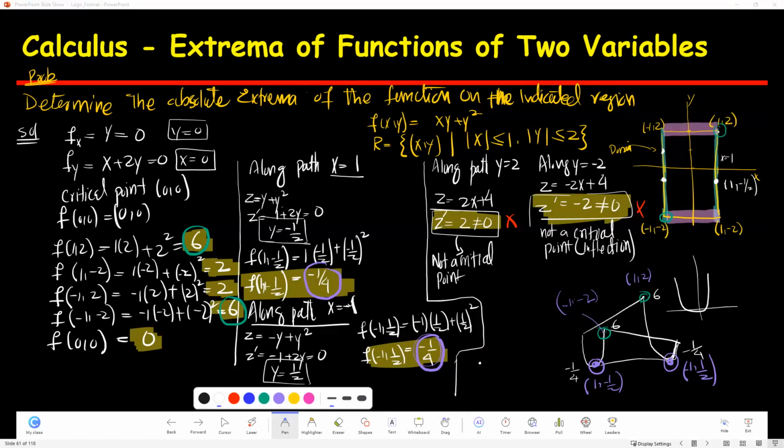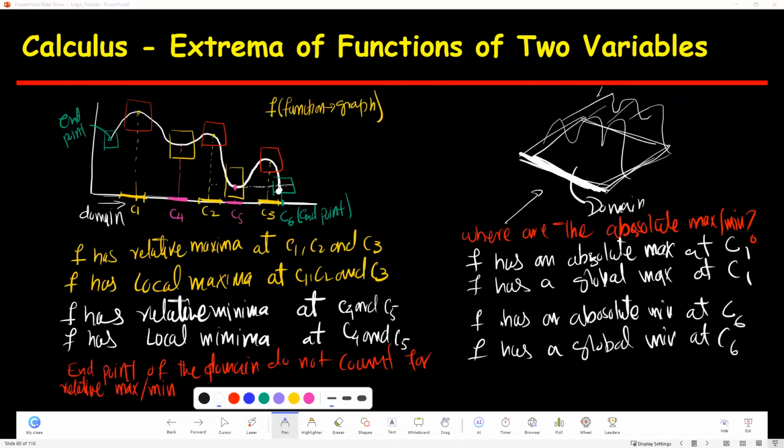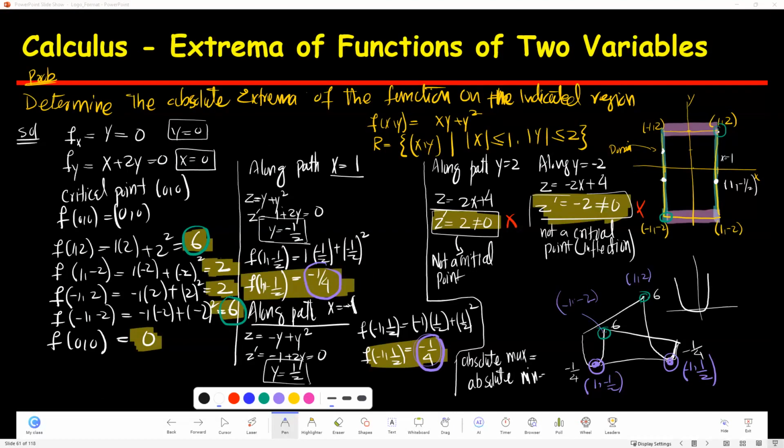Okay, and the last thing I'm going to add here is absolute maxima or absolute minima. These are the 2 points I'm going to be adding. Absolute maxima is 6 and absolute minima is minus 1 over 4. Right? This is what they ask in the question.